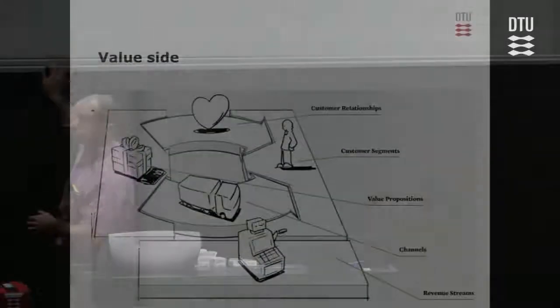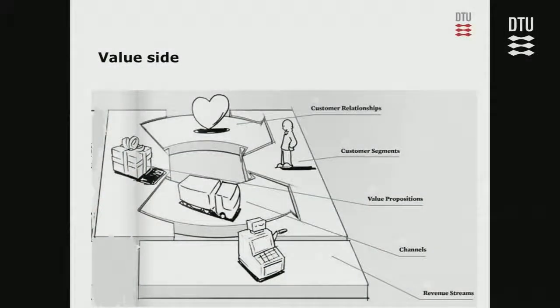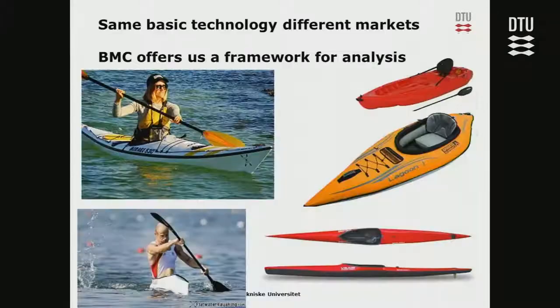So first we're going to focus on the value side, because the value side is where we meet the customer. That is where we translate technology into something that a user or a customer can use. So here, last week, we had some basic technologies. We had kayaks, different types. There were the seagoing kayak, you had the competitive kayak, you had the one you buy in Walmart, and an inflatable kayak as well.